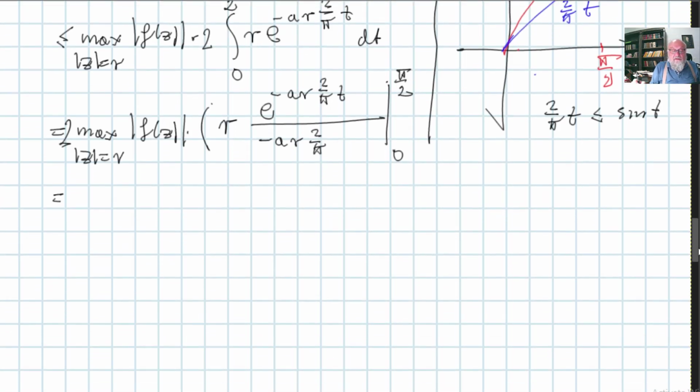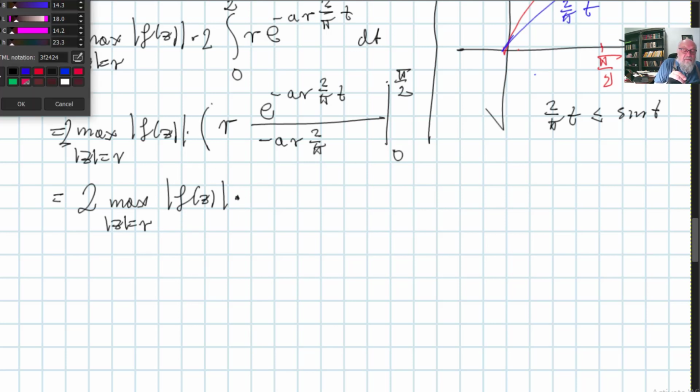Okay, let's compute it. So this will be again 2 times the maximum over |z| = R of f(z) times, and now we have some simplifications.